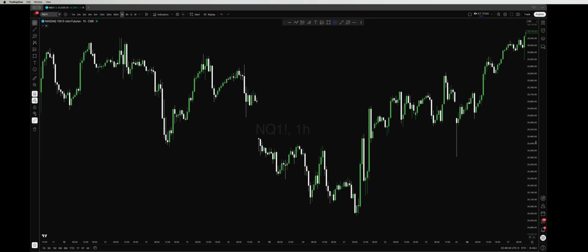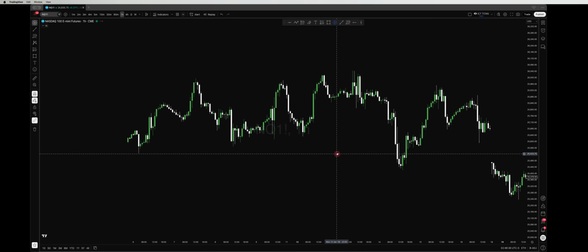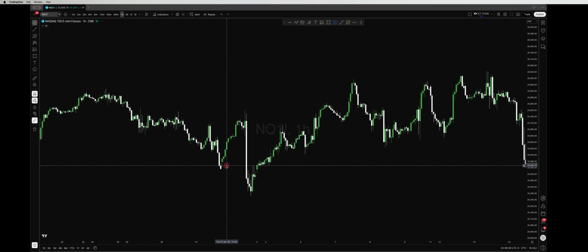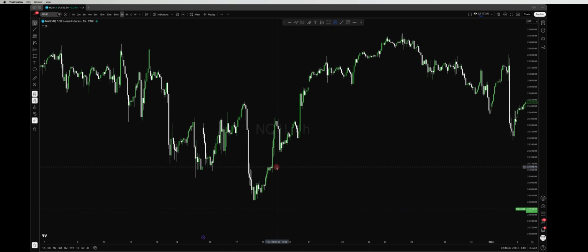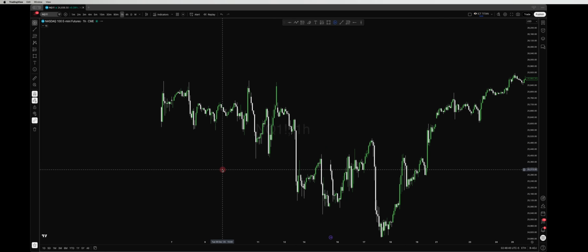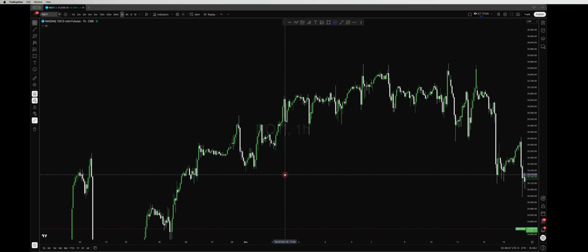Now let's go through the mitigation block. Okay, let's see where's the mitigation block that we can see. All right, right here.